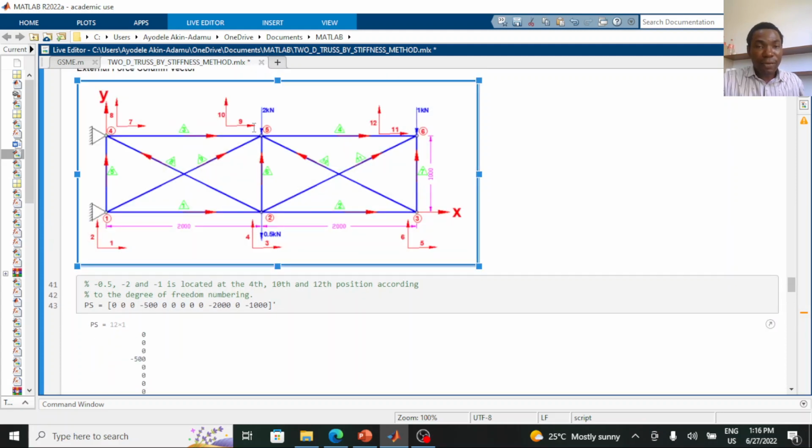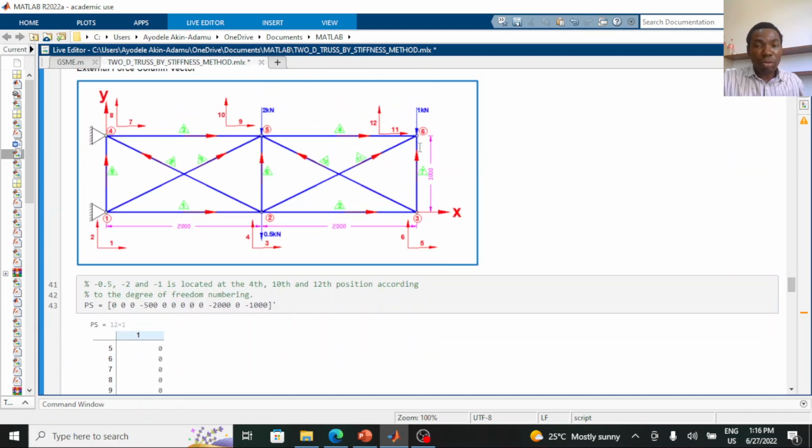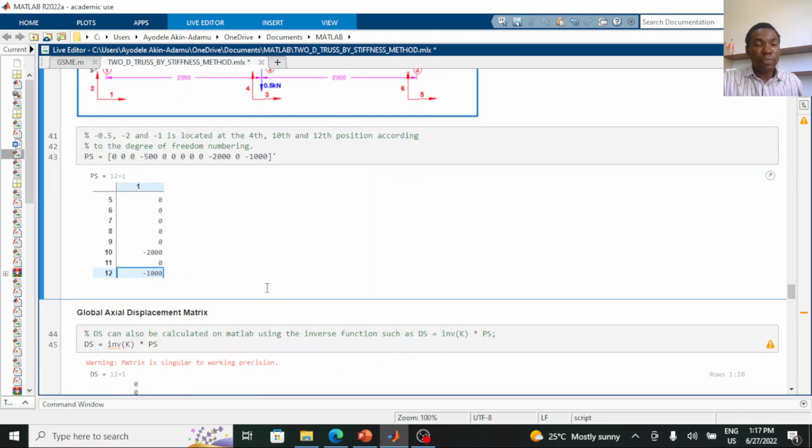At node 5, it is also pointing downward, minus 2000 Newton, in degree of freedom 10. So at position 10 of this vector, I add minus 2000. At position 12, I also add minus 1000 Newton. That is at node 6, at position 12, because 1 kilonewton is acting in the 12th degree of freedom. So that's why we have minus 1000 here.